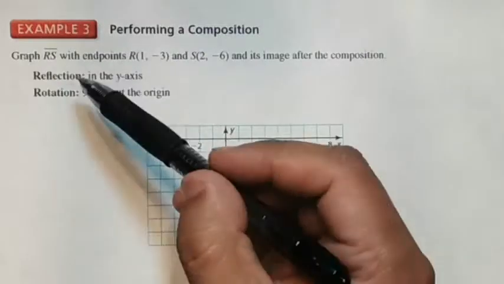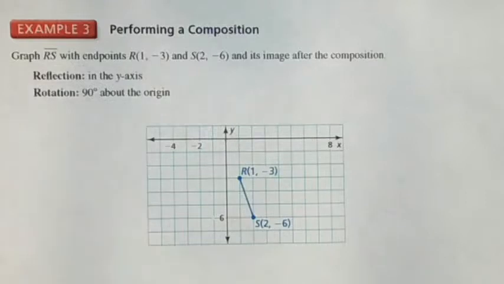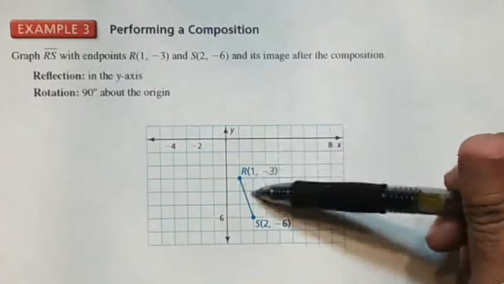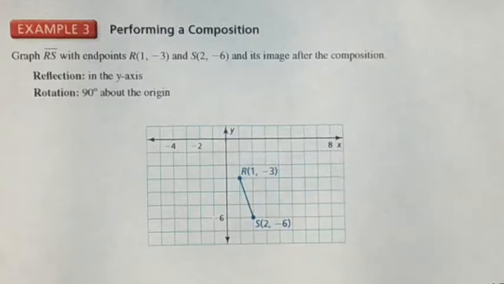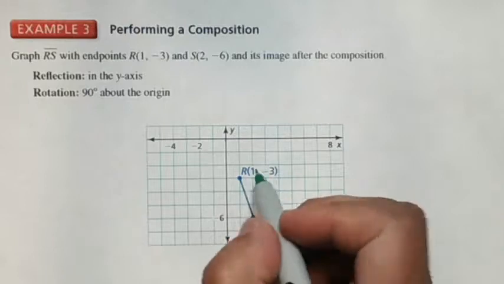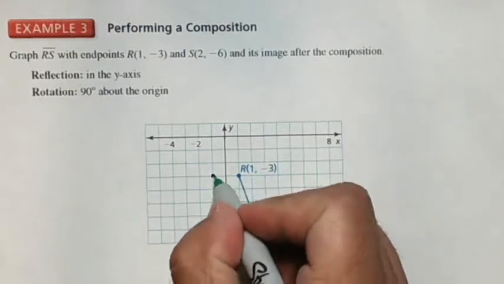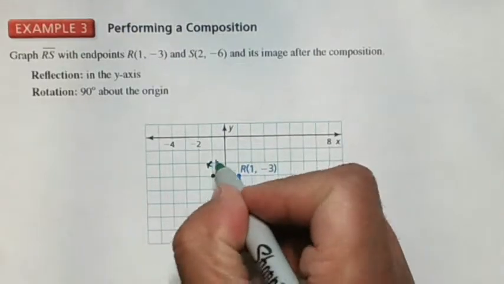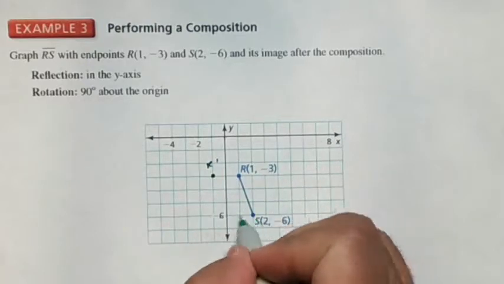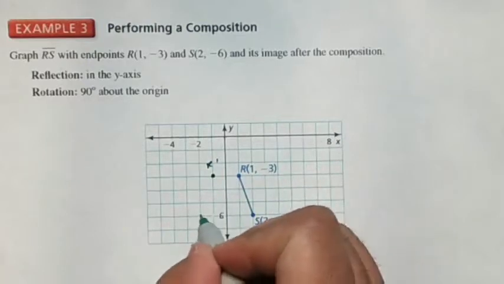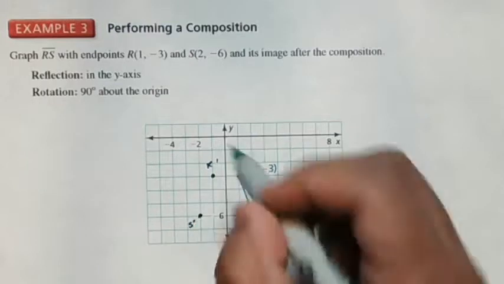Now we got an example number 3, which is going to be a composition. We're going to look at the reflection and then a rotation. So we're going to first reflect this segment RS on the y-axis. So doing that, I'm going to get R prime. It's going to go from the y-axis. That means it's going to go equidistant, if you remembered. So R prime is going to be there.